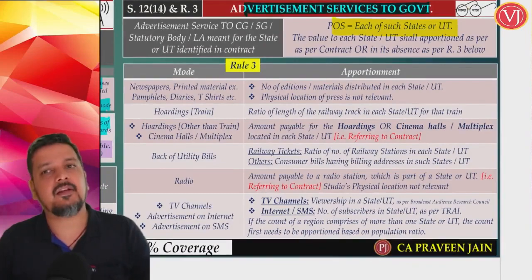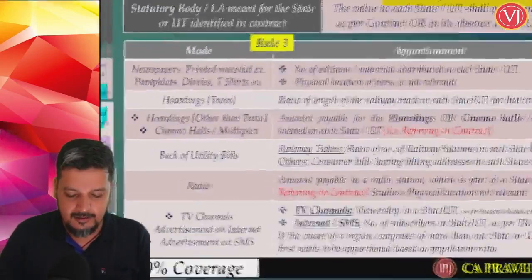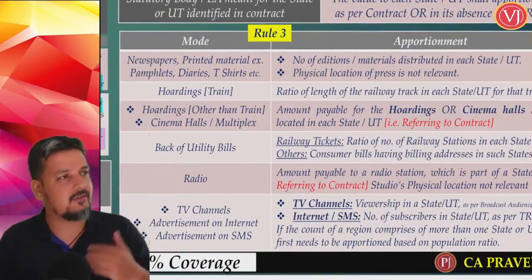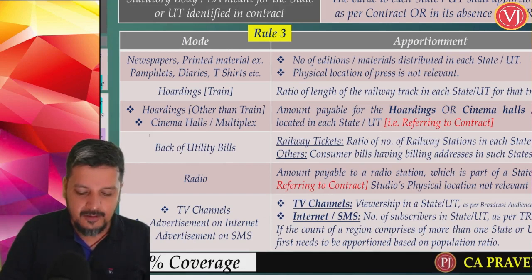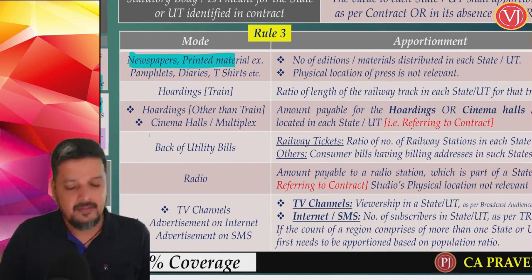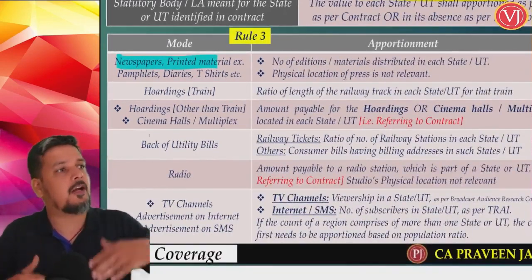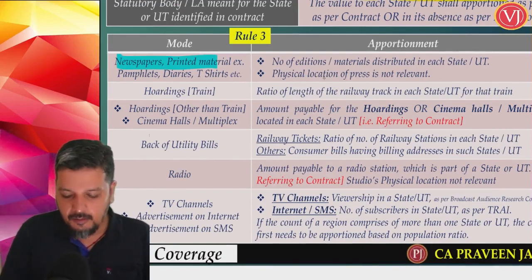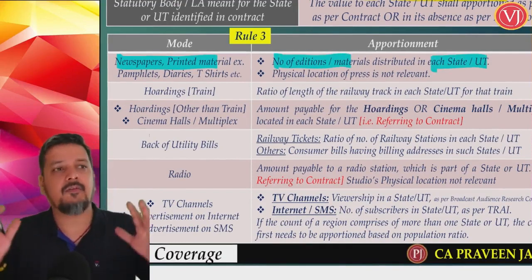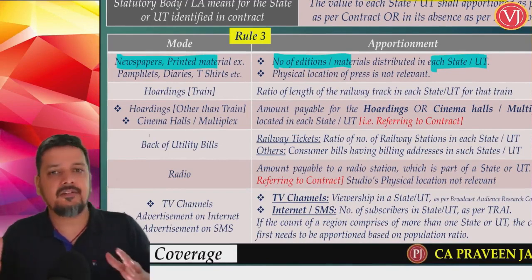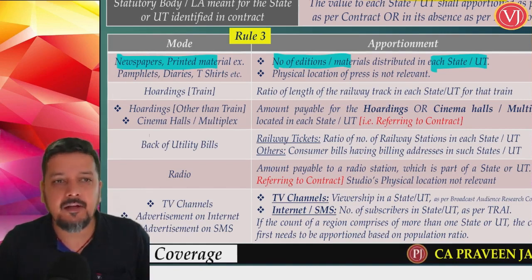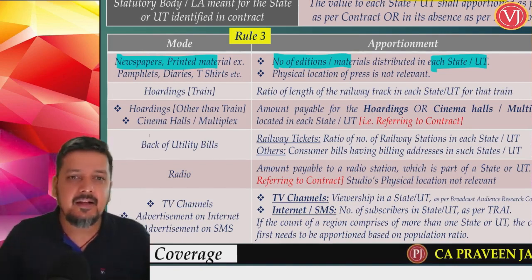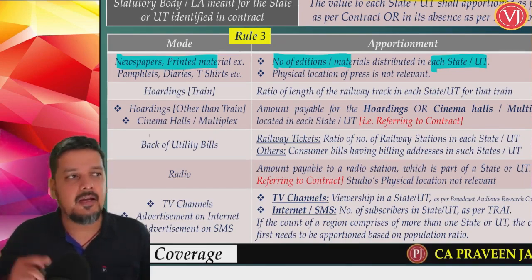And rule 3 gives the list of examples of how to take it. I'll just give one or two points. Other things you can go through in rule 3. Suppose, very logical proportion. If an advertisement is given by the Tamil Nadu government via newspapers, printed material, etc., then how to apportion it, because the advertisement will not be given only in Tamil Nadu, it will reach even other states. Then the number of materials distributed in each state. Supposing 1 lakh t-shirts are printed, 80,000 t-shirts are given in Tamil Nadu, 20,000 t-shirts are given in Kerala. Where is the place of supply? Tamil Nadu and Kerala in the ratio of 8:2.